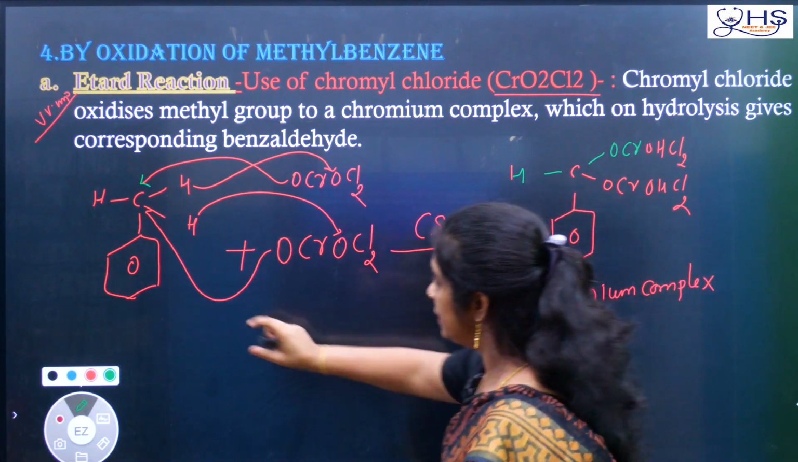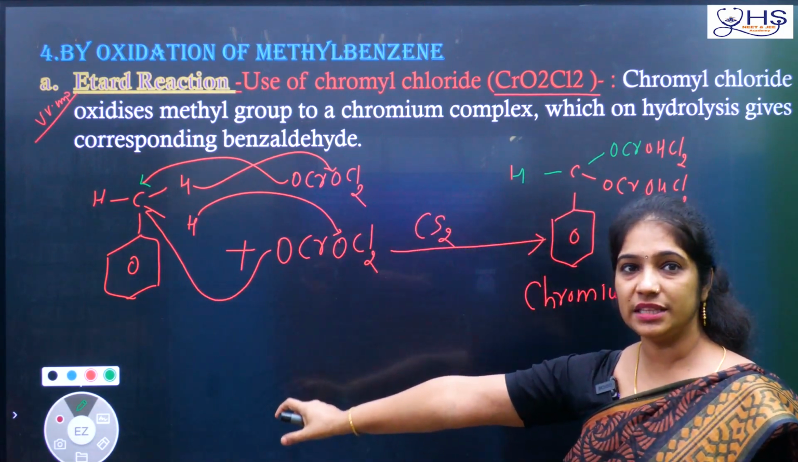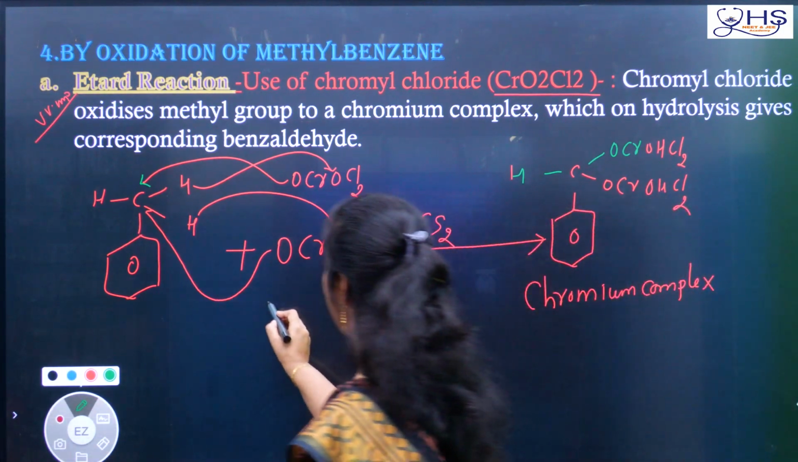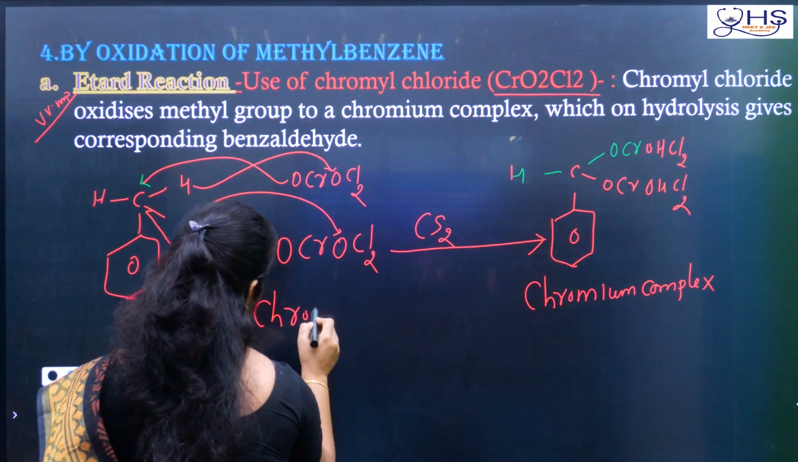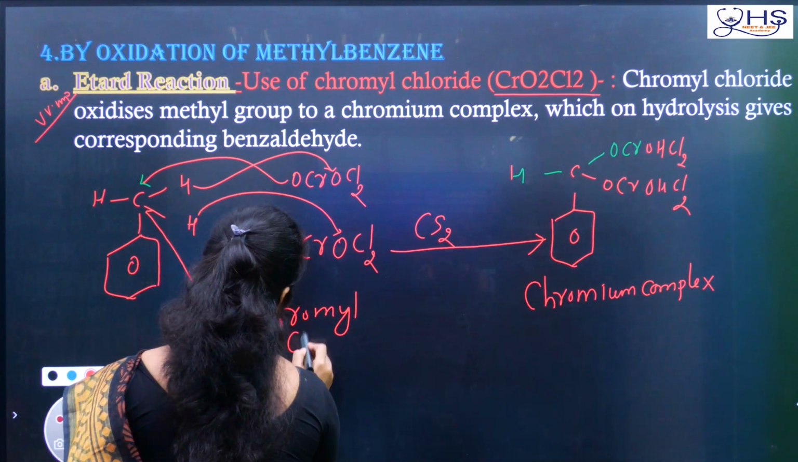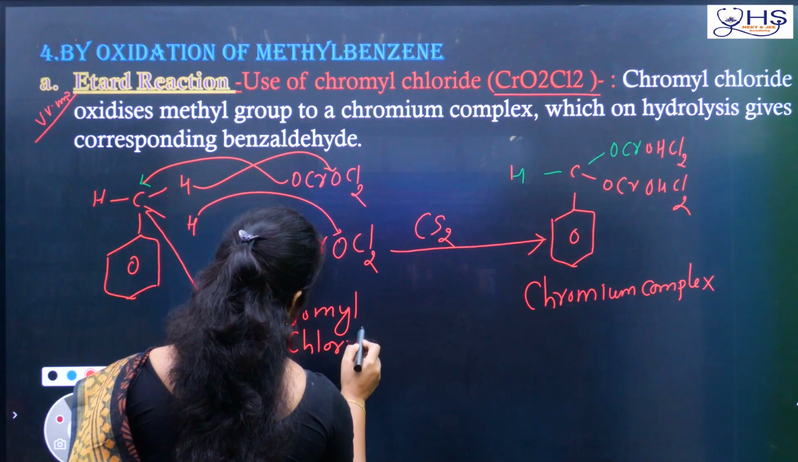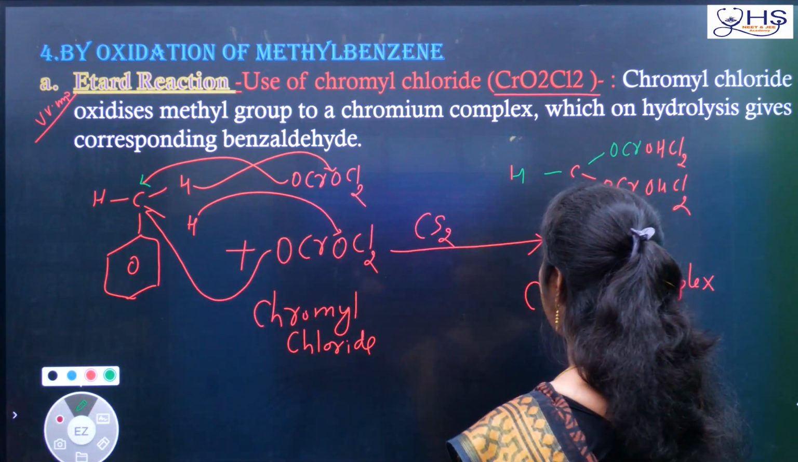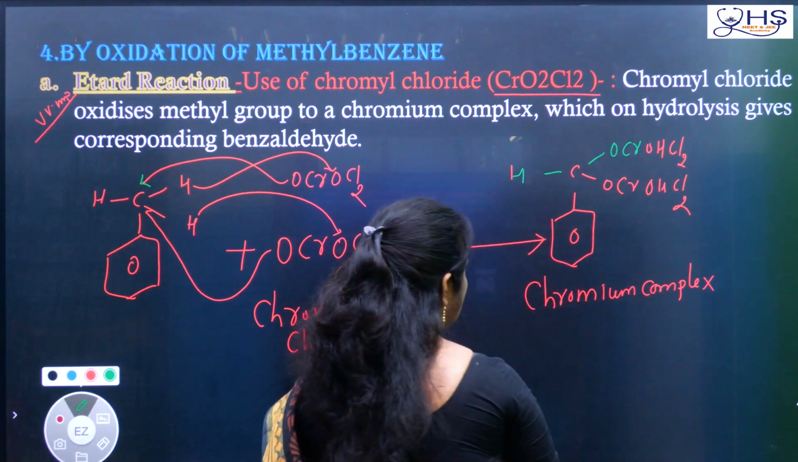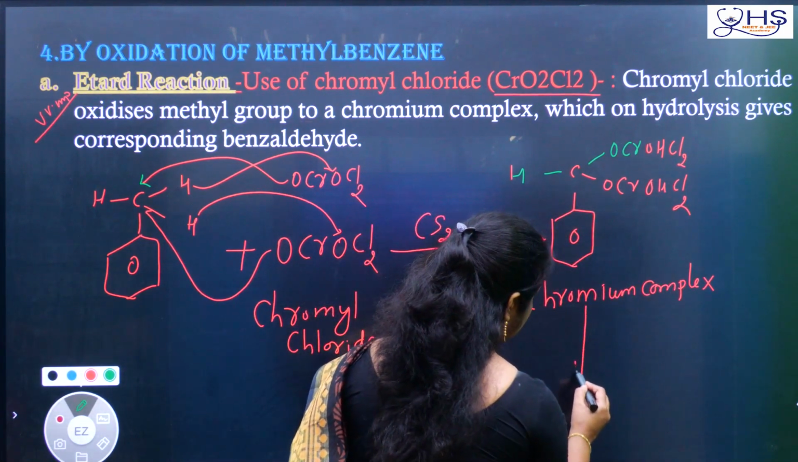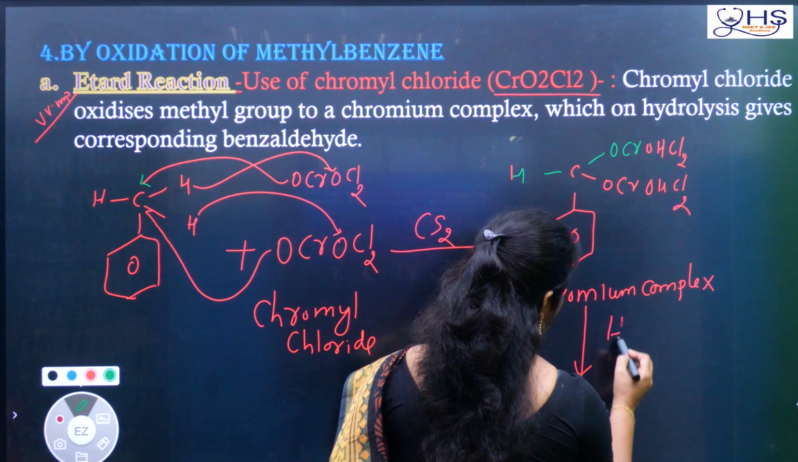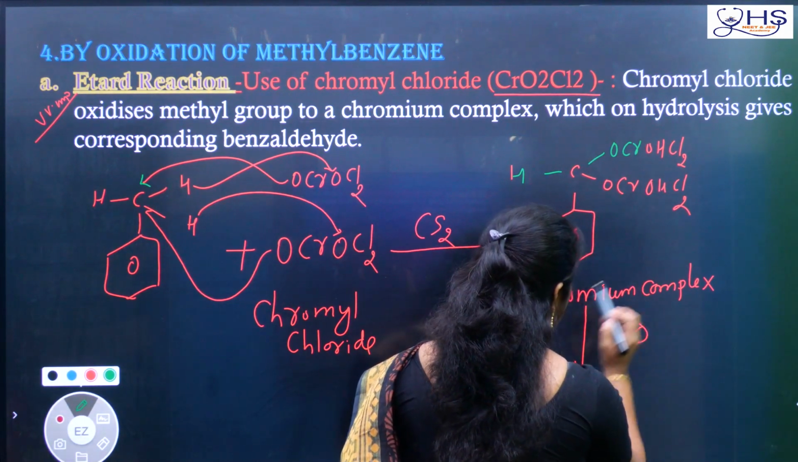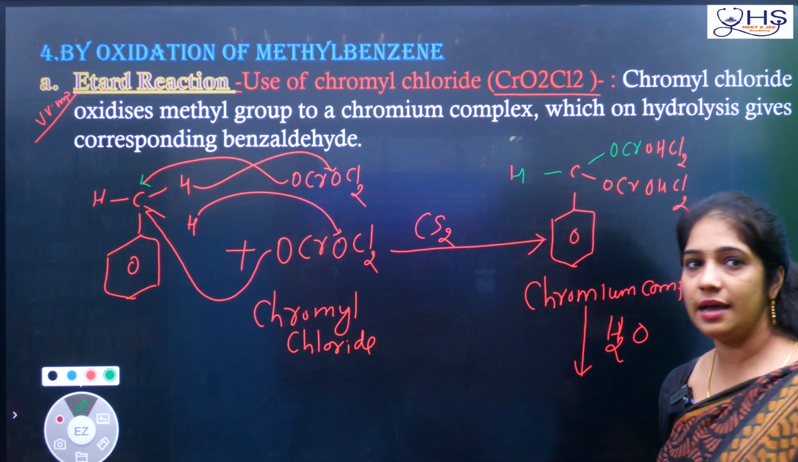So, toluene, also known as methyl benzene, reacts with chromyl chloride and gives the intermediate complex known as chromium complex. Now, this chromium complex on hydrolysis means addition of water. Water contains H plus and OH minus.